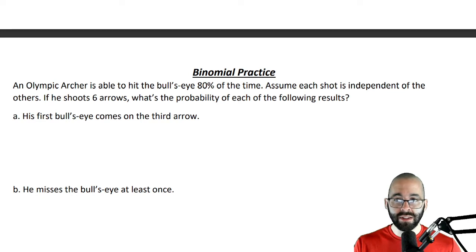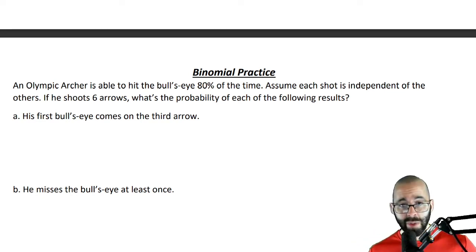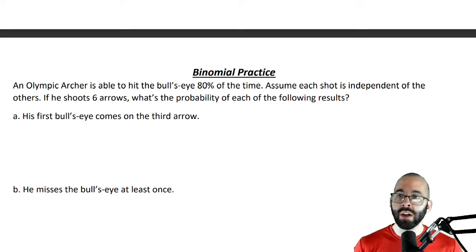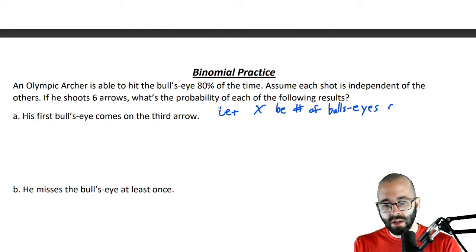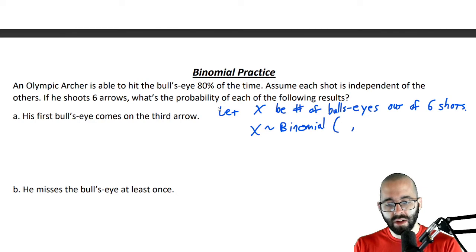So shooting 6 arrows, each one has the same chance. They're all independent. This is going to be Bernoulli trials. And if we want to know the value for this exact result, that exact number will be a binomial random variable. Okay, so let X be the number of bullseyes out of 6 shots, 6 arrows. We'd say X is binomially distributed with trials N, the number of trials, and success P. We'd write 6, with probability of success 0.8.